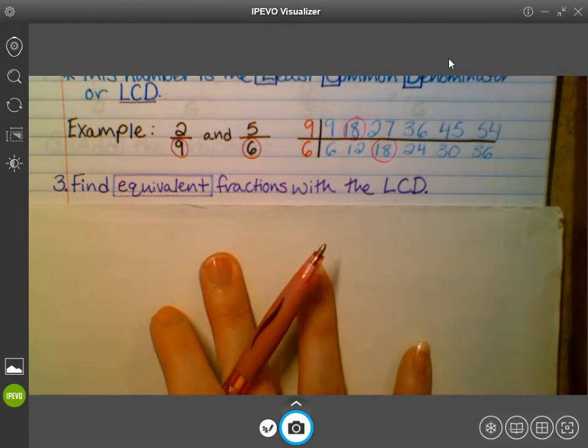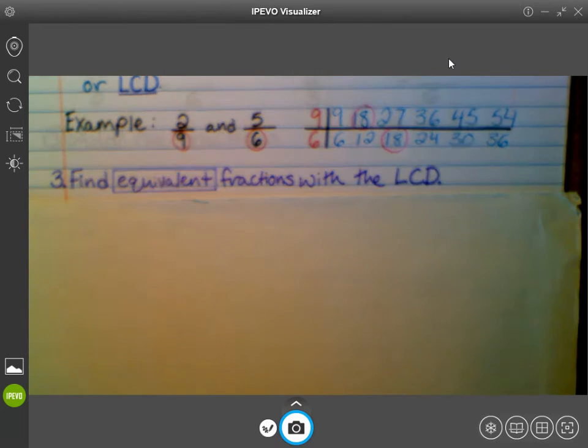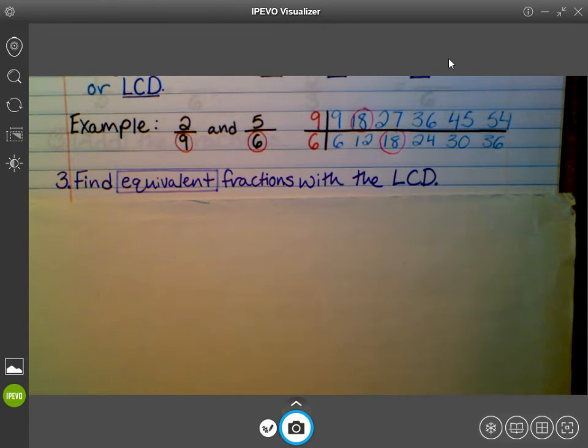Then, step 3, we're going to talk about what this means. Find equivalent fractions with the LCD. Just get that written down. Give me a thumbs up when you have it written down, and I'll tell you what exactly that means. What on earth, Miss E, do you mean by finding equivalent fractions with LCD? So get step 3 written down, and you'll notice I put a box around the word equivalent.